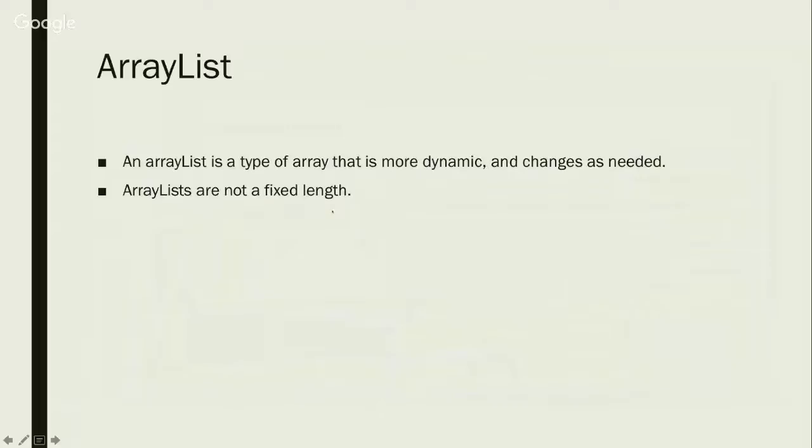So an array list is a more dynamic way of writing an array, and they're not fixed in length. So if you decide that you don't need 57 in your list anymore, then you can take it off. But then if you want to add 73, you can. And that's the good thing about array lists, is they're dynamic and change as needed.